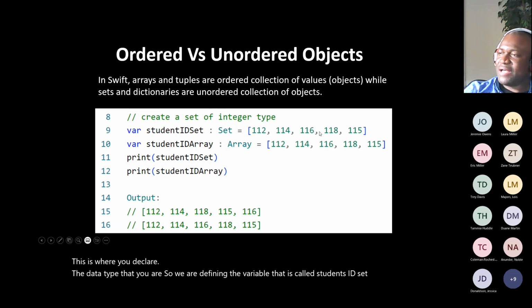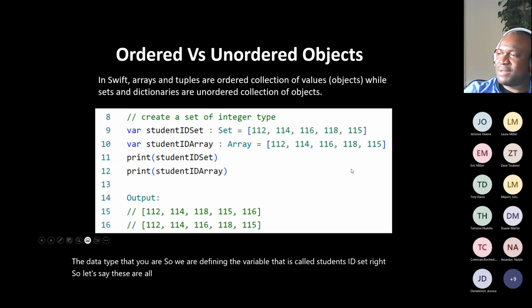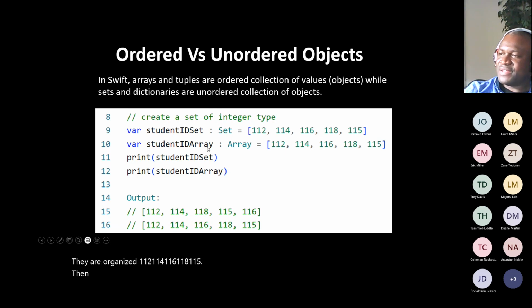So let's say these are all the elements. Notice something about all the elements, right? They are organized: 112, 114, 116, 118, 115. Then you have this variable. This has been declared an array, and this is what it is.